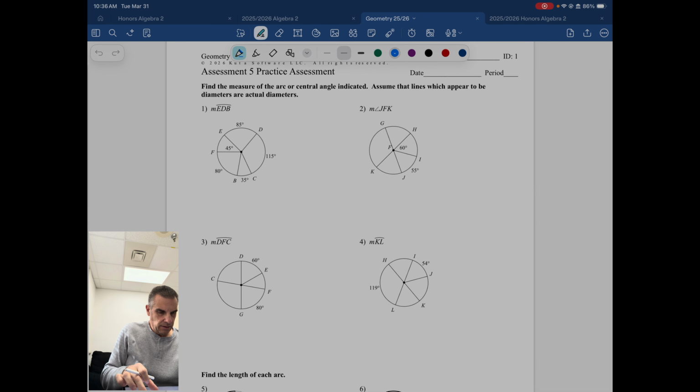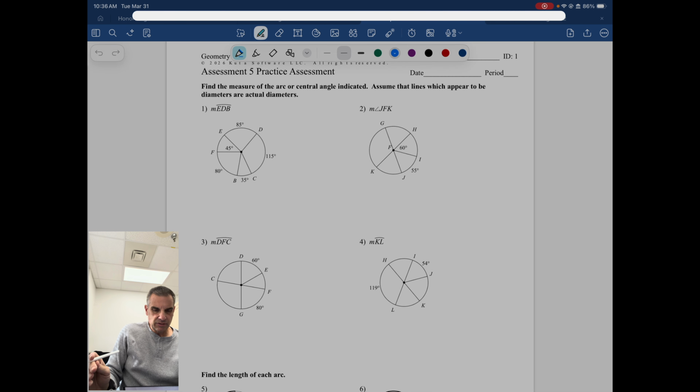Today I've been talking about circles and central angles and chords and tangents and arc lengths and all of those different types of things. Bags underneath my eyes today. I'm a little tired. Let's get going.